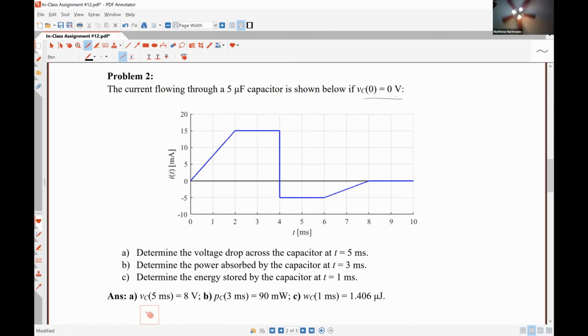So let's look at part A. 5 milliseconds is right here. So my question for you guys is, what do I need to do?